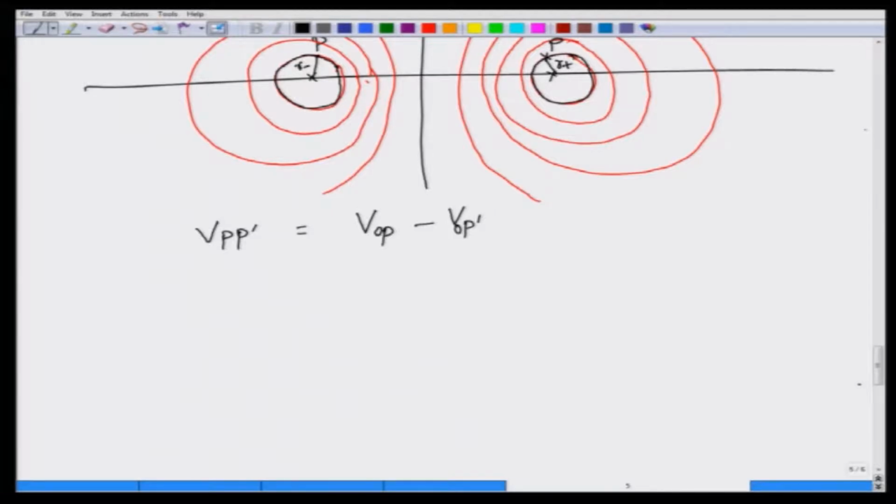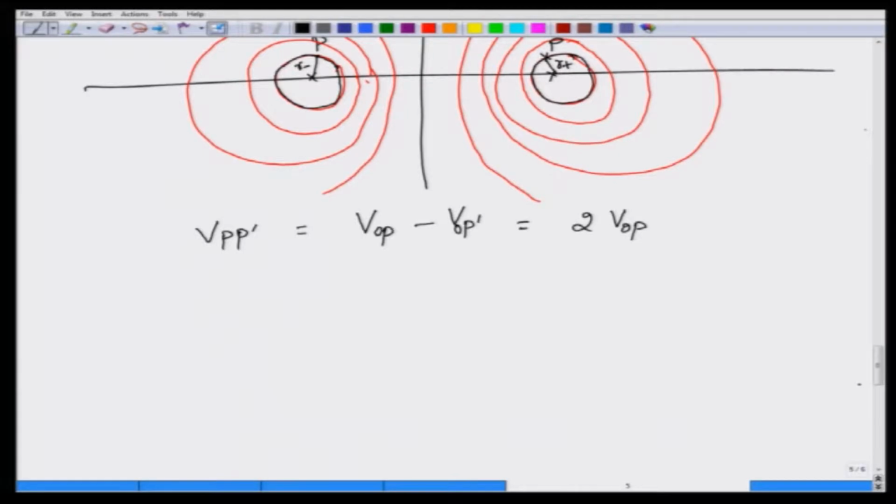Now, because of symmetry, both P and P prime are at equal but opposite potentials, therefore this must be equal to 2 times the potential of the point P. This is at 100 volts, this is at minus 100 volts, the potential difference is 200 volts, which is 2 times the potential of one of the conductors. So V P P prime is equal to 2 times the potential V O P.